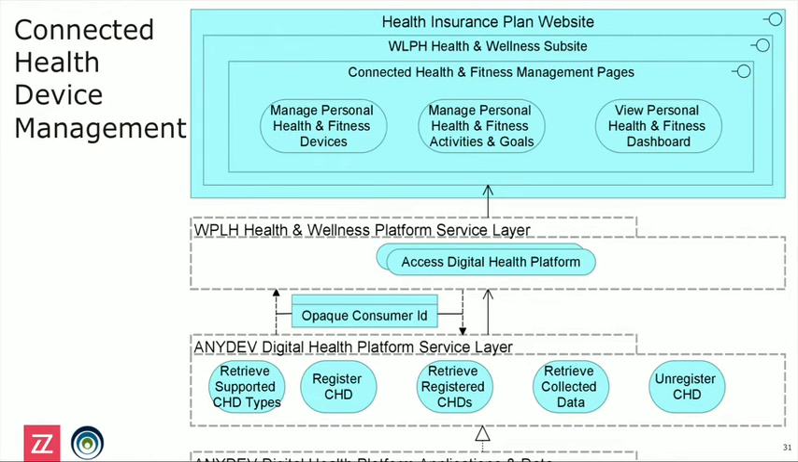The other thing that's important about this diagram is I'm using the flow relationship between groupings, which is a new ArchiMate 3 feature. First of all, I'm allowed to have a relationship between an object and a relationship, and I'm also allowed to have groupings that have relationships. And I'm showing that in order to preserve confidentiality, there's only an opaque consumer ID exchanged between the digital health service platform provider and the health and wellness platform service layer. So you can see some complexity here as well.